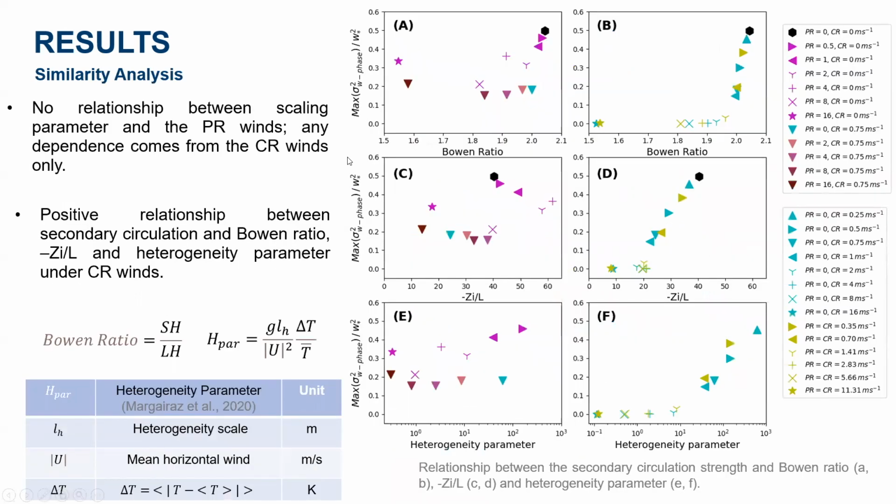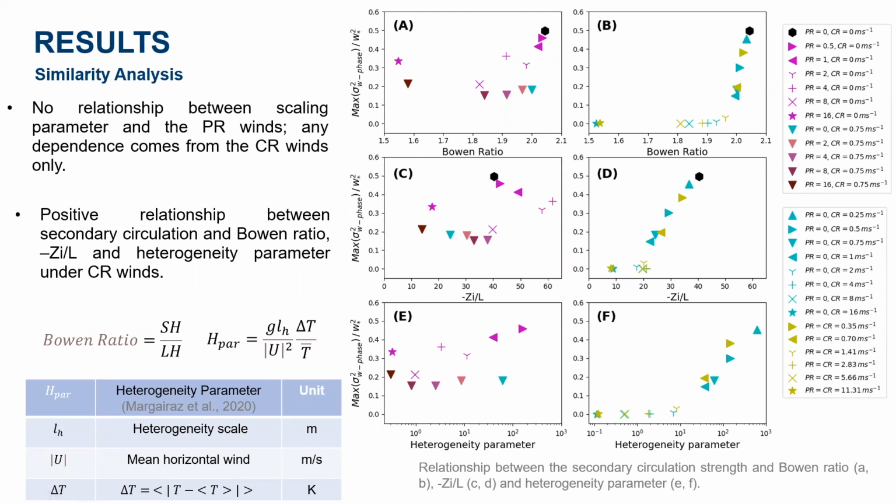We try to build the relationship between the secondary circulation strength, which is denoted as the maximum value of the mesoscale vertical wind variance, with some scaling parameters. For example, the Bowen ratio, which is the ratio of the sensible heat flux to the latent heat flux. The atmospheric stability, which is the ratio of the boundary layer height to the Obukhov length, and the recently proposed heterogeneity parameter, which is actually the ratio of the buoyancy force to the inertial force.